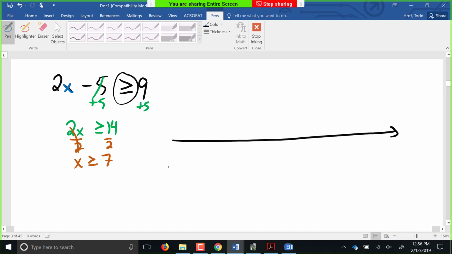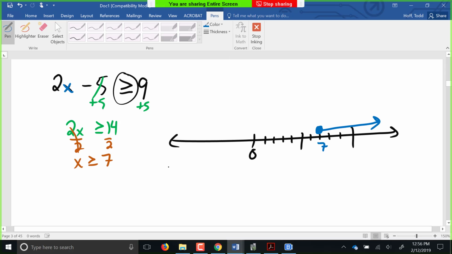So we graph that. 7 is, of course, right here. Is that going to be an open dot or a closed dot? Closed, because it equals 7. If x is 7, it's still true. And of course, greater than points that way.